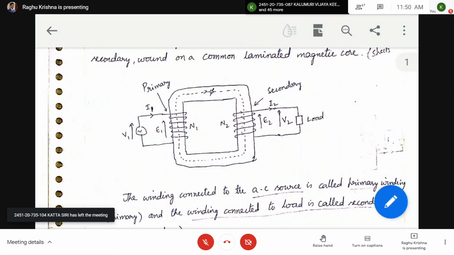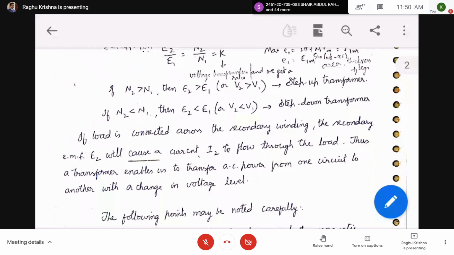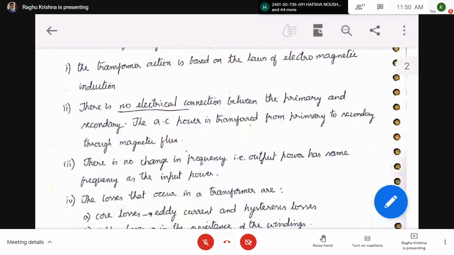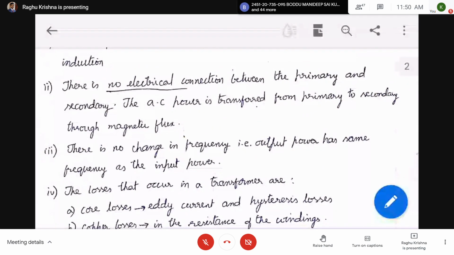Okay, and here there is no change of frequency. Third point, there is no change of frequency. That is, output power has the same frequency as the input power.